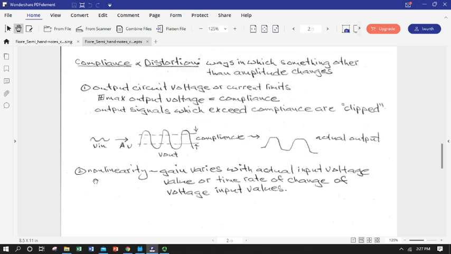Other things you don't want to have happen: nonlinearity. You don't want the gain itself to change with anything ever. You want that gain to be a constant fixed number that doesn't change with time, doesn't change with frequency, doesn't change with amplitude of the input signal, because if it does, you're going to have multiplicative effects and you won't get a straight amplification. You'll distort the waveform and you won't have the signal you want on the output.